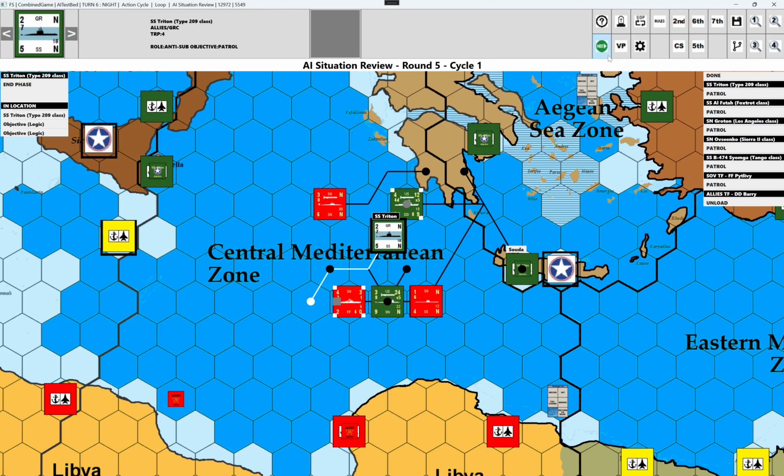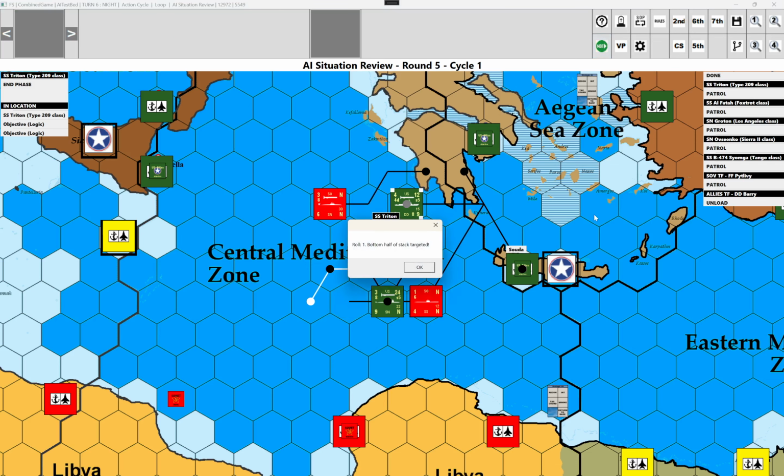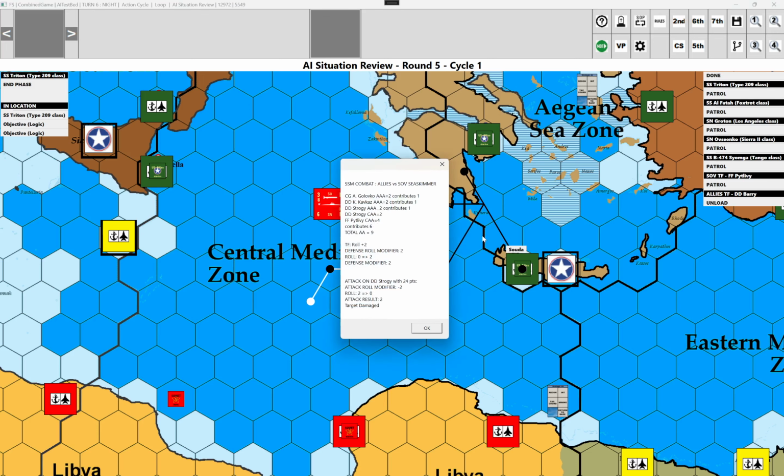All right, I guess that's done. Let's go. Oh, bottom half of stack targeted. That tells me this is an SSM attack. Somebody's attacking, but I don't know who. We'll see. Scooby-Doo. SSM combat. Allies versus Soviet Sea Skimmer. So somebody's attacking. 24 points. So that had to be the Americans. Americans must have detected the Soviets. Attack the Golovko, which defends with area anti-air. So is the two Kashins.